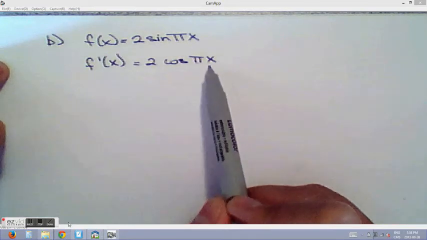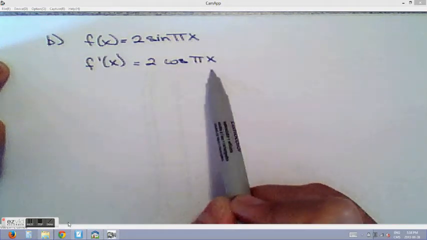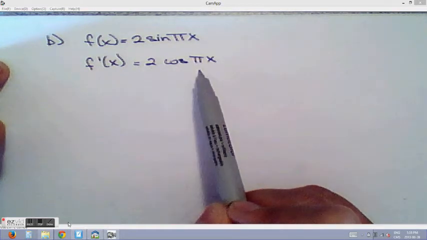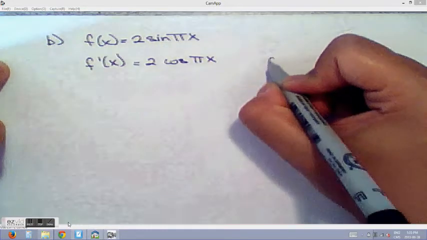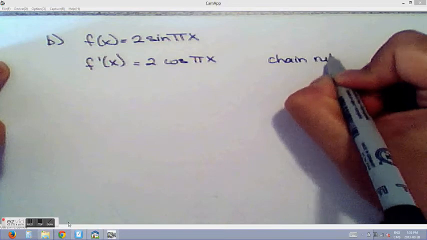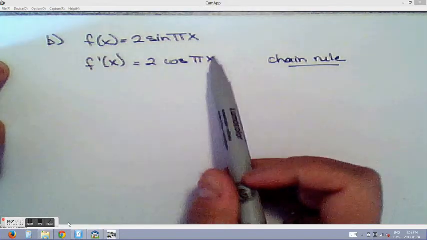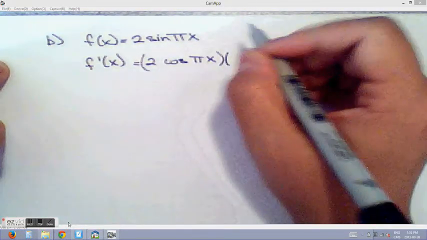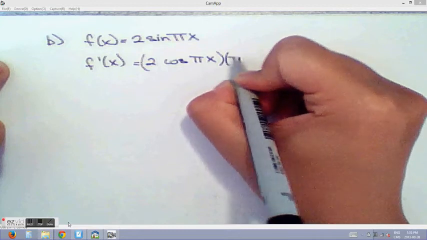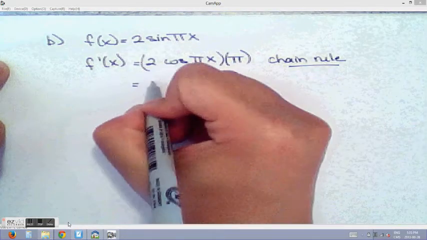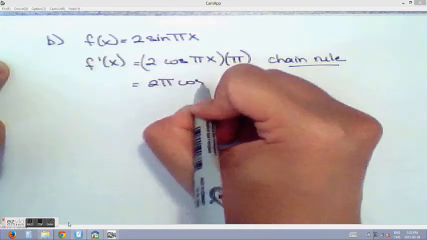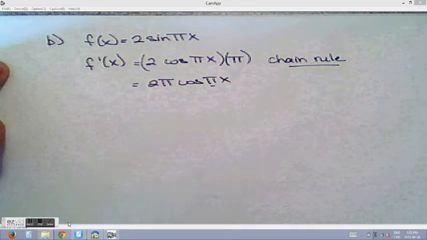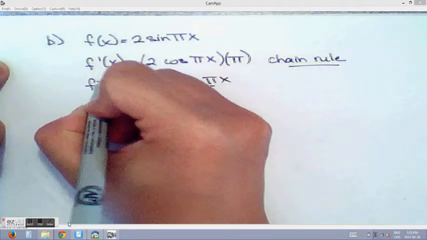And don't forget about the pi. Whatever is in the function, if you're differentiating it, stays within the function. Now we take a look at what's inside the function, applying our chain rule. We're going to differentiate pi x, which, I'm just going to use brackets so it doesn't get confusing, is just pi. Rearranging, 2 pi cosine of pi x. And don't forget to keep your pi that is within the cosine function. And that's our derivative.